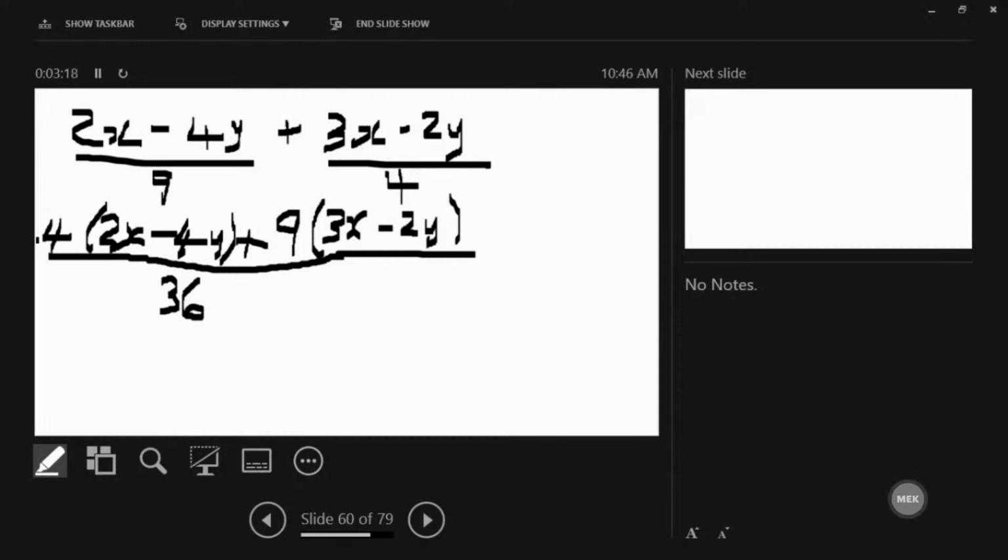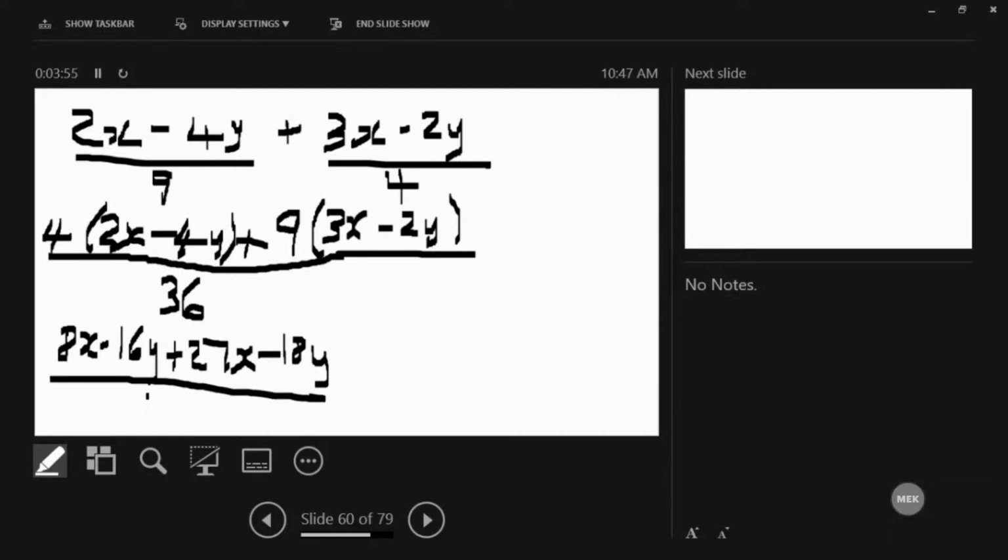So now we can expand the brackets up here, and then we're going to simplify. So 4 times 2x, that's 8x. 4 times negative 4y is negative 16y. And 9 times 3x, that's 27x. 9 times negative 2y, that's negative 18y. All over 36.